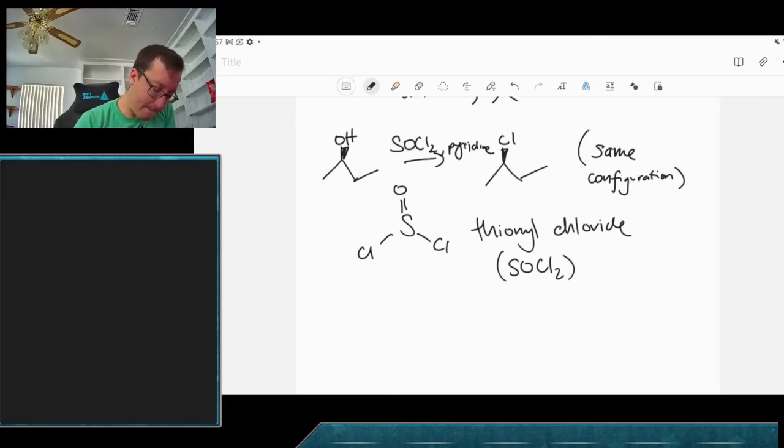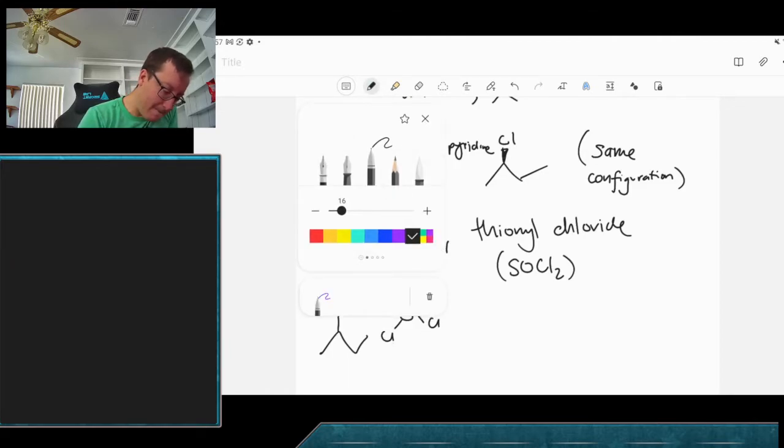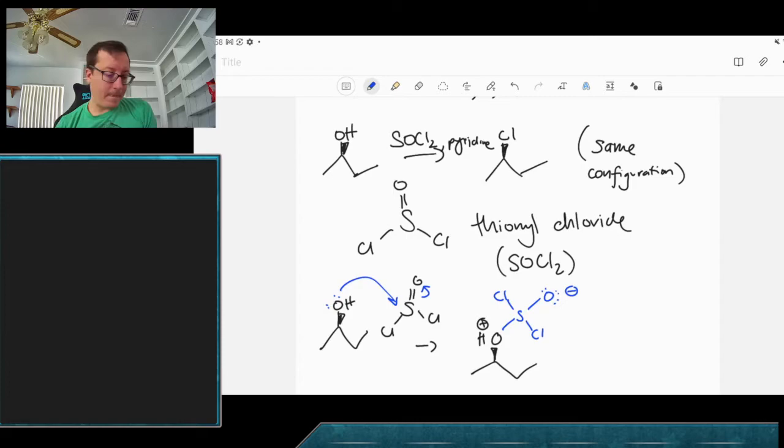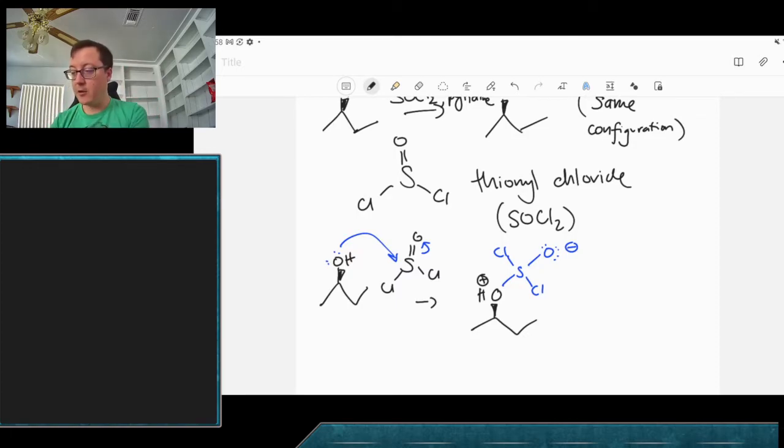And how this will work, if we look at the mechanism for this, we're going to have our alcohol attack. Alcohols are weakly nucleophilic, right? So that goes in and attacks. I'm going to keep this on the wedge. So we will have now our oxygen. We're going to have our base come along and deprotonate this thing. This can happen as the first step. Either way, it's okay. Your base is going to come in and deprotonate.